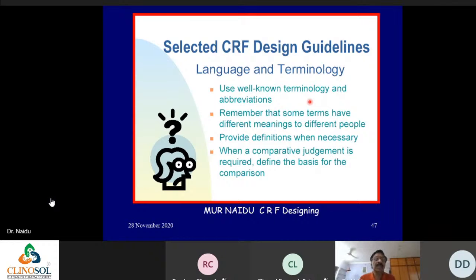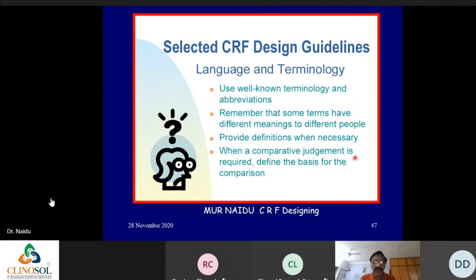For example, you are telling pyrexia of unknown origin. Pyrexia of unknown origin means fever where the reason is not known. Suppose you are writing pyrexia of unknown origin, he will not understand. So you should write, if you are having a fever where you don't know the cause, this is known as pyrexia of unknown origin. Or you say polyuria. He may not know what polyuria is. You have to clearly write that if you are going for urination more than normal, it is polyuria. Similarly, there are some terms which may be there. If it is there, give a definition.